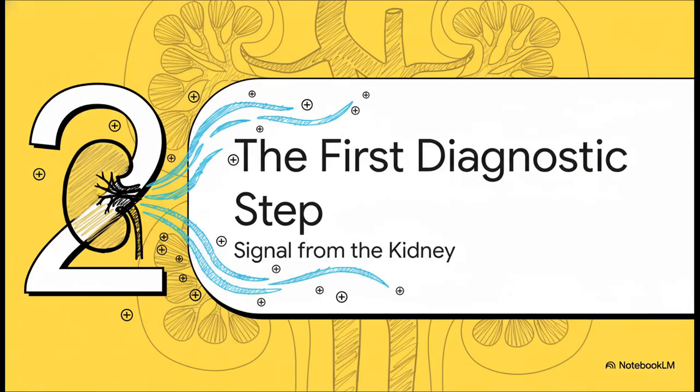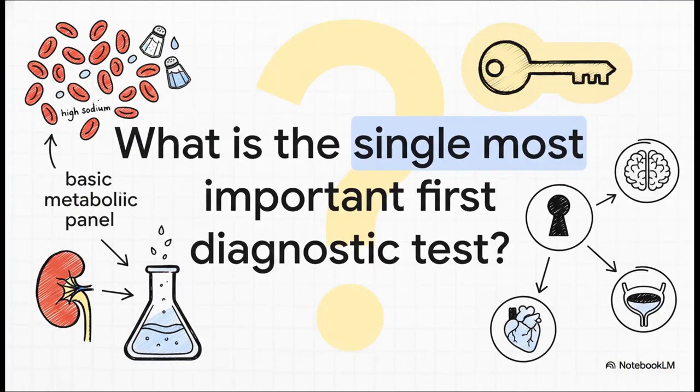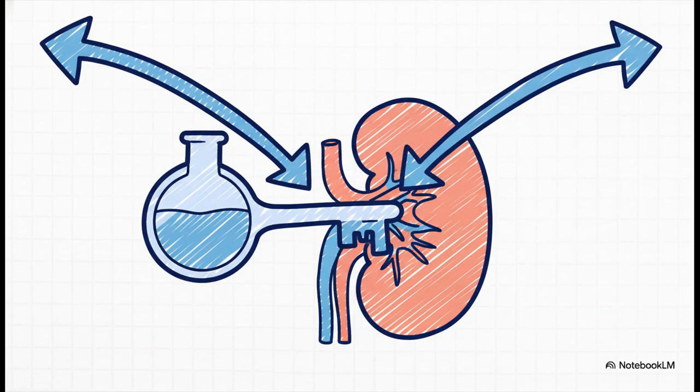Okay, section 2. We've got the why down. Now let's talk about what's next. To really start building our differential, we've got to look to the kidney and ask it what's going on. So, picture this. You're looking at that sodium of 158. It's staring you in the face. Besides just rechecking the labs, what is the one test you're going to order that will crack this case wide open and point you in the right direction? It's the urine osmolality. That's it.